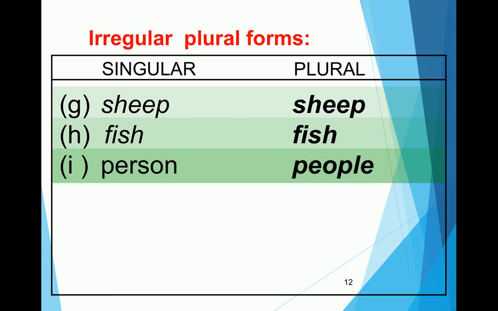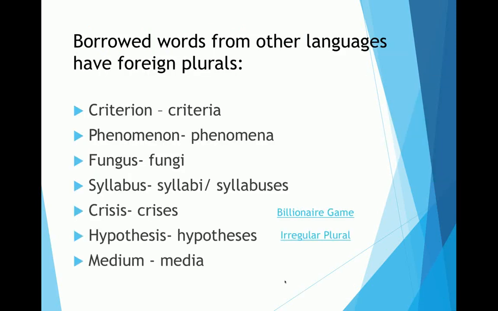Irregular plural forms. Child, children. Foot, feet. Man, men. Mouse, mice. Tooth, teeth. Woman, women. Let's see some more. Sheep, sheep. Fish, fish. Person, people. If you look in your book, you will find a complete list of irregular plural forms. We also have borrowed words from other languages that follow foreign plurals. So in your book too, you have a complete list. Here I only have some examples.